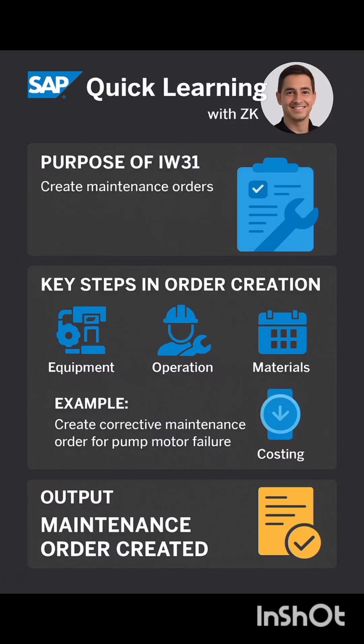Today we will discuss the transaction IW31 that is used to create maintenance orders. There are some key steps that are involved in order creation, which are equipment addition, operations and materials. For example, creation of corrective maintenance order for pump motor failure. When you enter all the required items, then the maintenance order will be created using the IW31 transaction.